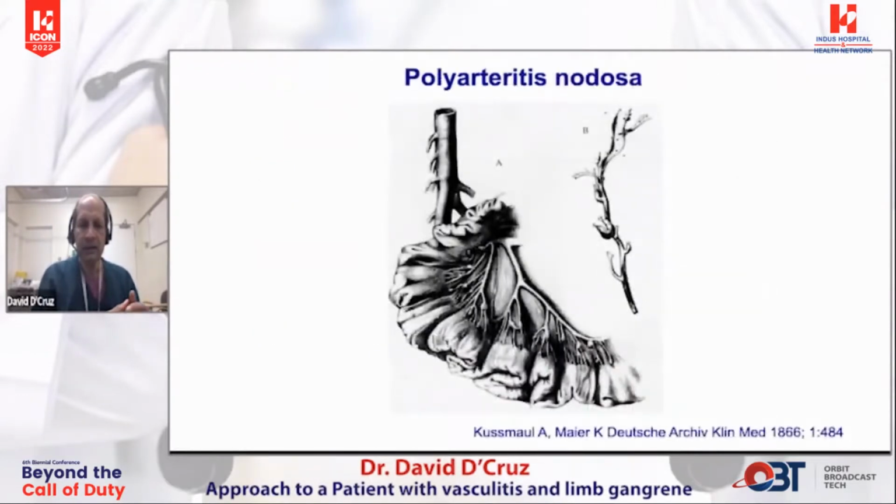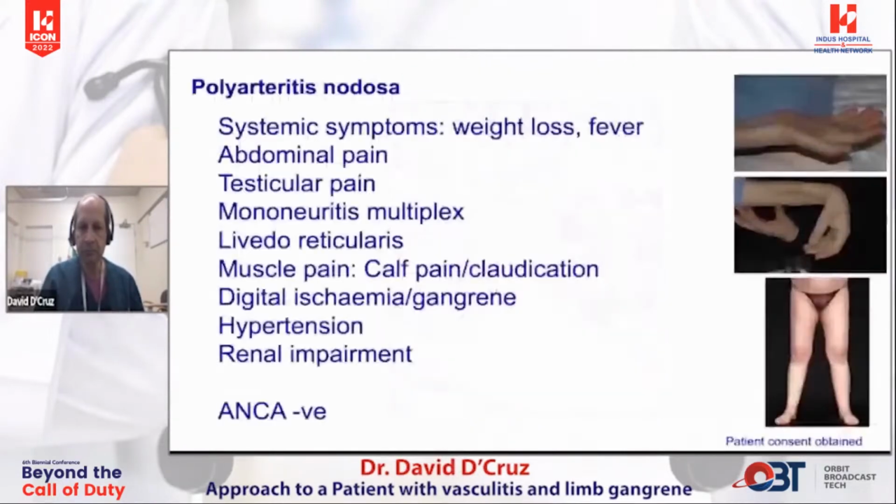So moving on now to other systemic vascular disease, polyarteritis nodosa is a classic systemic vasculitis. Here's a famous picture from 1866 from Kussmaul and Meyer. And the symptoms of polyarteritis nodosa are usually that the patient presents with systemic symptoms, weight loss, fever, severe surgical type abdominal pain, testicular pain, neuropathic symptoms leading on to mononeuritis multiplex, livedo reticularis, calf pain and calf claudication is quite typical, and digital ischemia and digital gangrene and limb gangrene can be a feature of PAN.